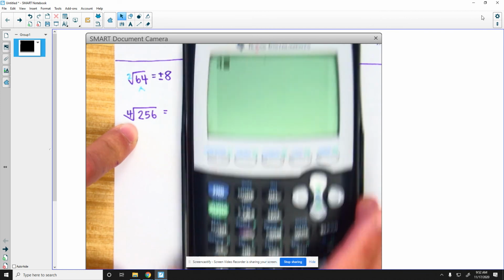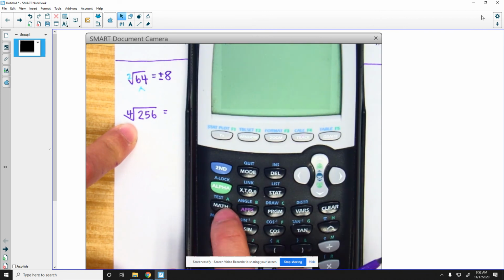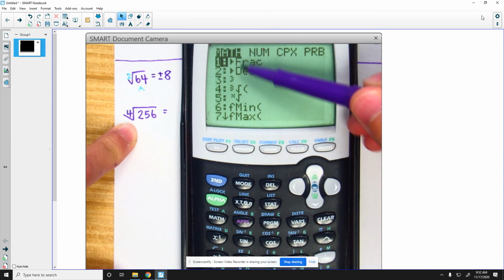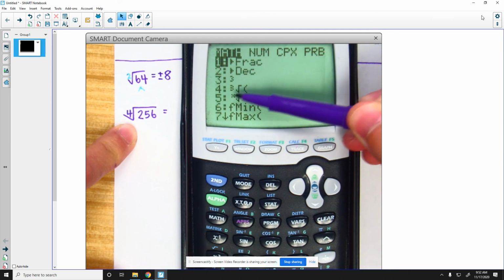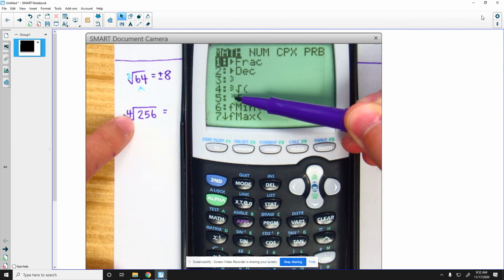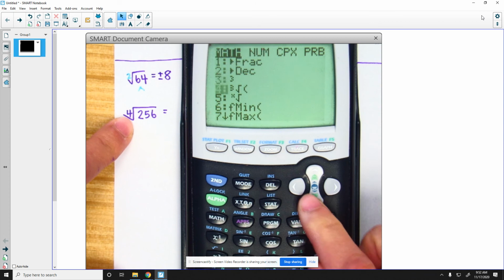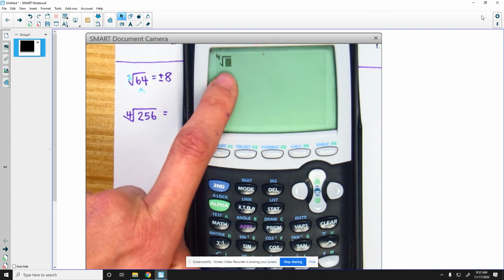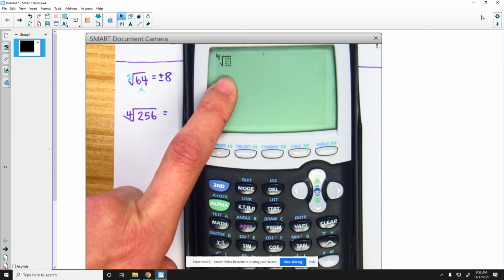Now you're going to hit math. Math is on the left side, right underneath alpha. So hit math. And do you see how the fifth option has this little X right here? That means that the 4 is going to replace this X. So hit the fifth option, just number 5, and hit enter. So now do you see how that 4 has become teeny tiny?